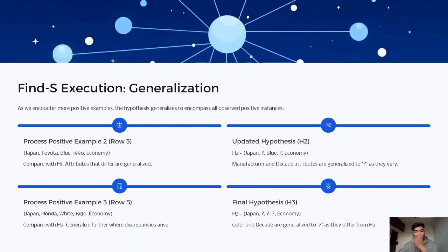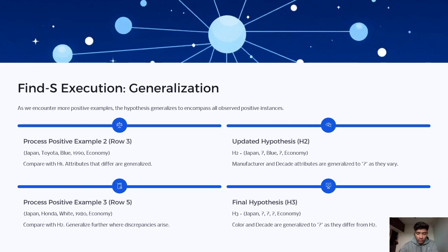Generalization with the next positive example. Now we take the next positive example, Japan, Toyota, Blue, 1990, Economy. We compare it with H1, and wherever the values differ, we replace that position with a question mark. Manufacturer changes from Honda to Toyota, so it becomes a question mark. Year changes, so it becomes a question mark. The updated hypothesis is H2 equals Japan, ?, Blue, ?, Economy.